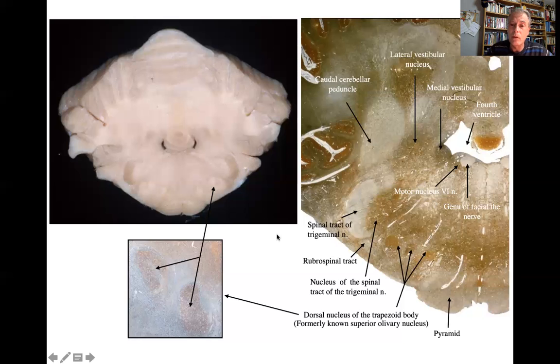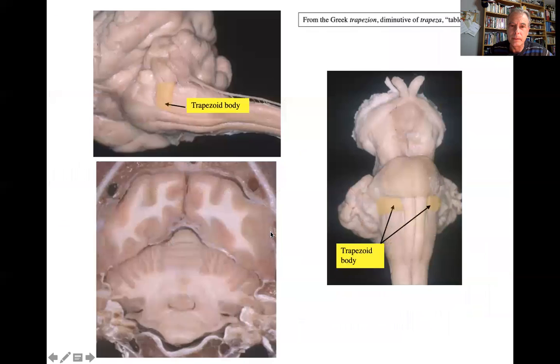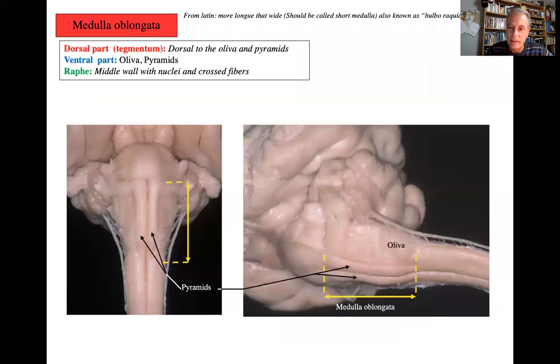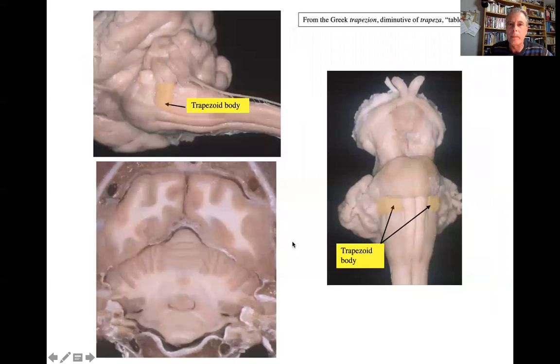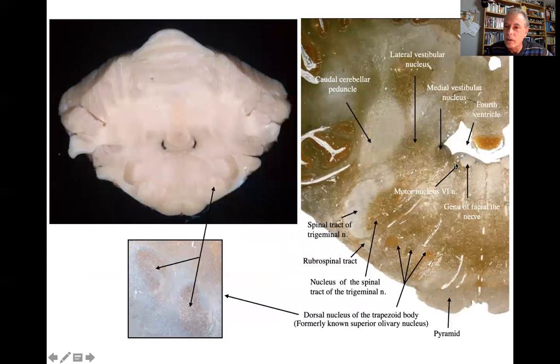And the pyramids. And again, important, this is the motor nucleus of the abducens. Remember that the abducens cranial nerve, where was it? Here. The abducens cranial nerve was coming at this level, you see, between the pyramids and the trapezoid body and runs rostrally. So there you have the motor nucleus of the abducens.